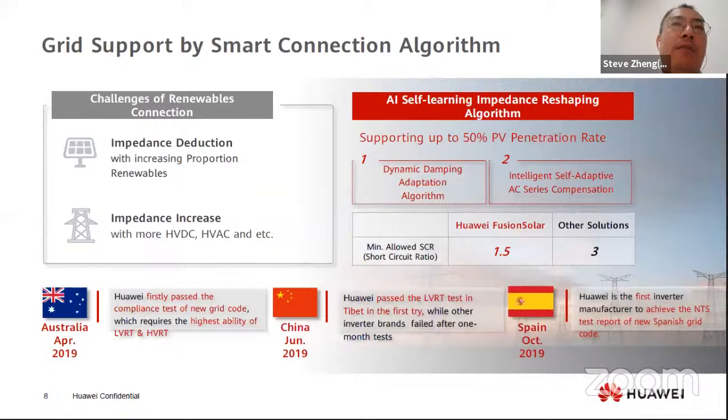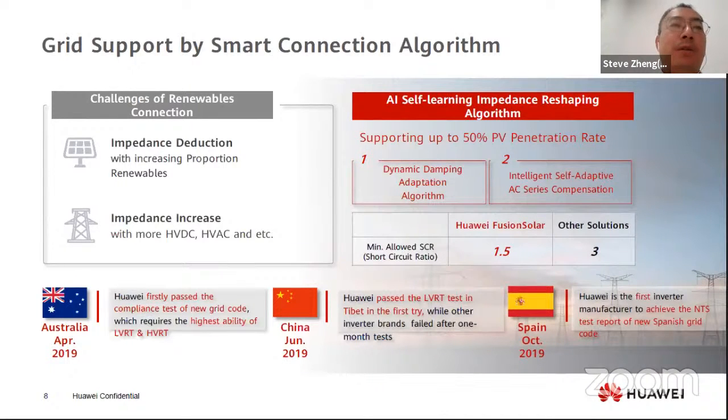For example, if today your PV plant is safe and has no impact on the grid, but several years later, as solar grows more and more, and especially when all the PV plants are injected to the same POC point, it will lead the PV plant to have other potential reliability issues. Now we need a solution to support the grid and adapt to impedance changes through AI self-learning algorithms.